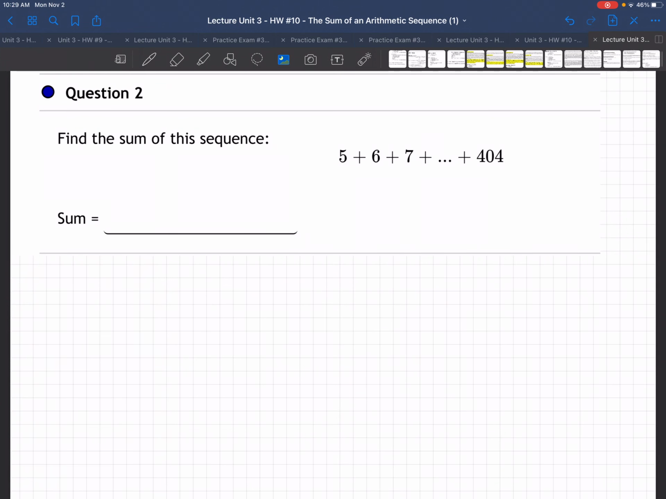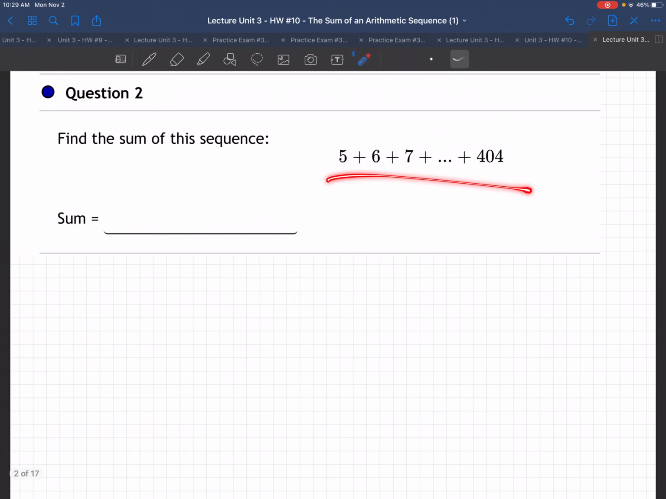Okay, so here's a question in which we are adding up a bunch of numbers. And so notice that first off, we're adding them up. Okay, so how do we add up a whole bunch of numbers like this? It would be terrible to try to do it with our calculator, right? Starting at 5, 6, 7, by hand or even by calculator, 8, 9, 10, all the way to 404. That would take forever. We don't want to do that.